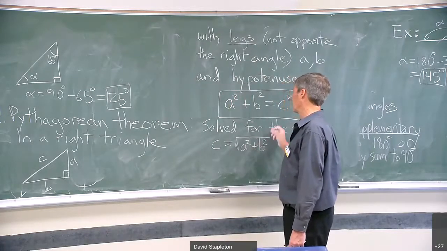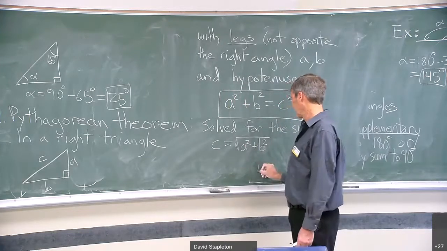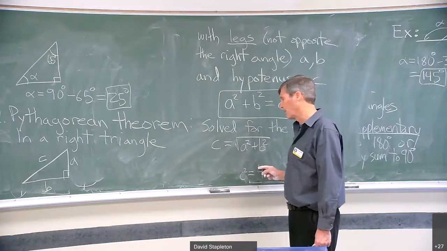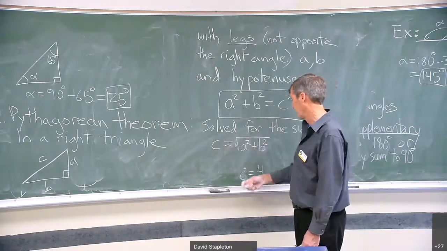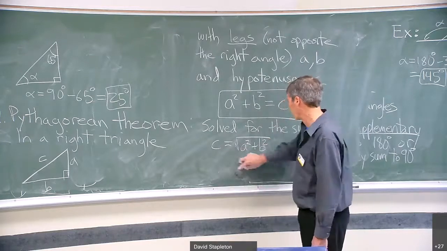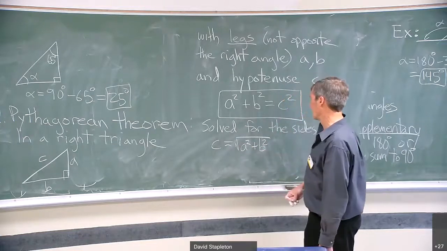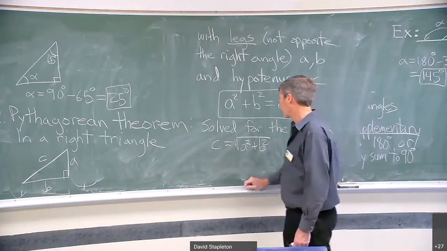There are actually two solutions to this, right? Like if some number, say c squared, is equal to 4, c could be plus or minus 2, but since we're talking about lengths of sides, we'll say c has to be the positive number. C squared is this, so c must be its square root. So there is the Pythagorean theorem solved for c, is what I'll call that.